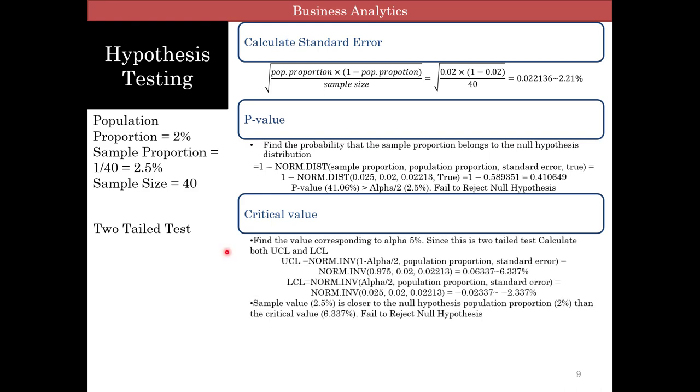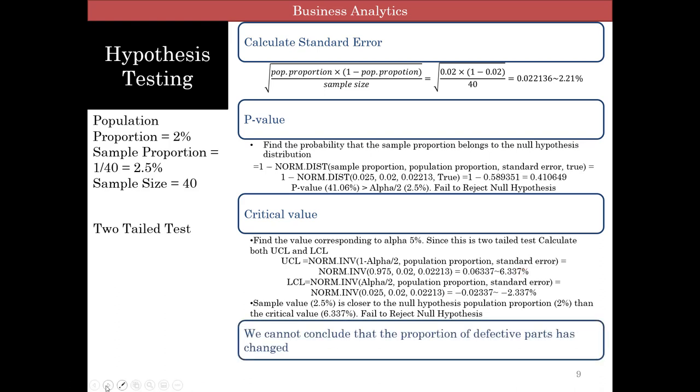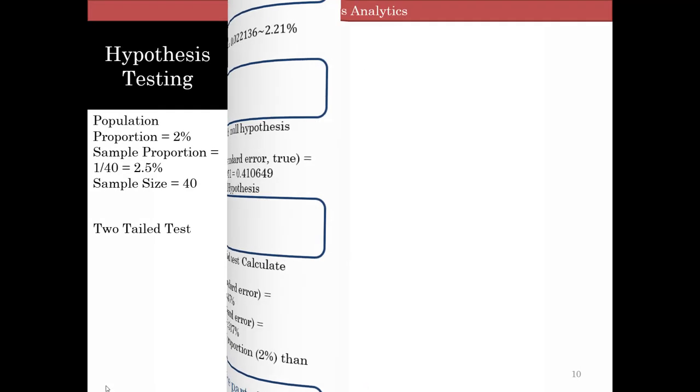And in your critical value method, you're going to calculate both the upper critical limit and the lower critical limit. You notice here, the lower critical limit is negative 2.337. That's okay. And you're going to compare this 2.5% with the 6.337%. So obviously, this here is closer to the population than 6.337. So we fail to reject the null hypothesis, and we cannot conclude that the proportion of defective parts has changed.